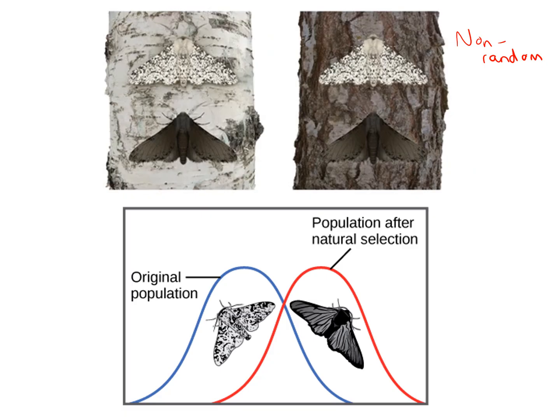And if we look at this diagram here, we can see that the light coloured moths are better camouflaged in this unpolluted area, whereas in this really polluted area where we have lots of soot in the trees, it's going to favour the dark moths.